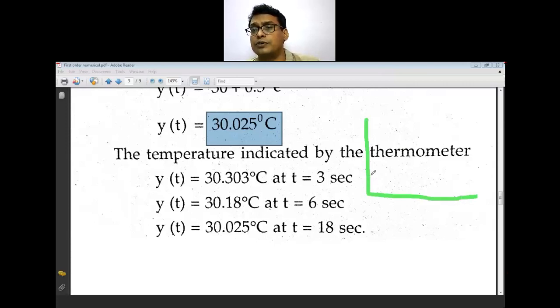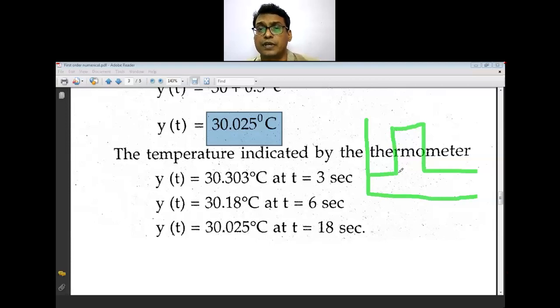So this is my input that is observed, a small change that is noted down. But what is the output I will get now?